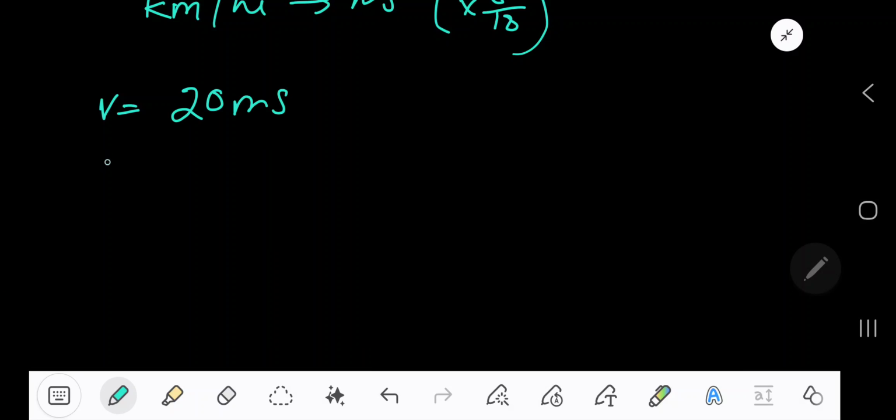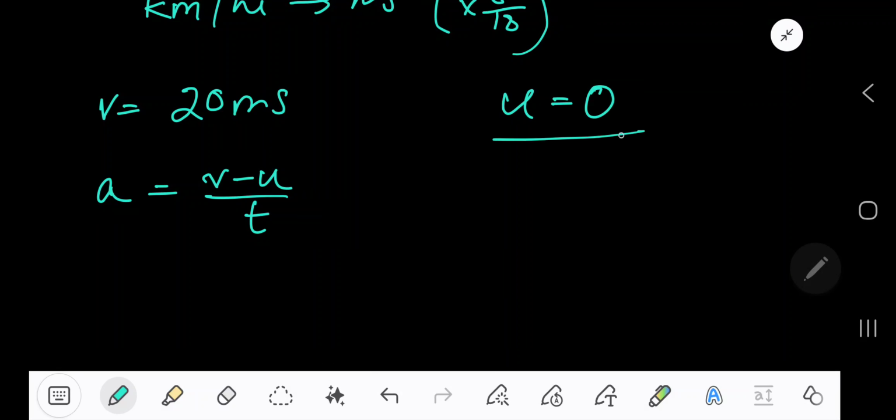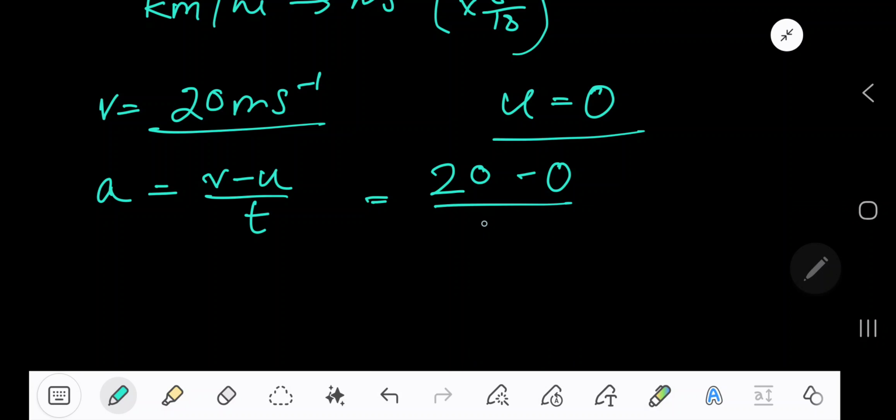So first we have to calculate the acceleration. Acceleration equals v minus u by t. Our initial velocity equals 0 as the car started from rest, as it's stated in the question, and our final velocity is 20. So 20 minus 0 divided by the time, which is 10 seconds, equals 2. So the acceleration is 2 meter per second square.